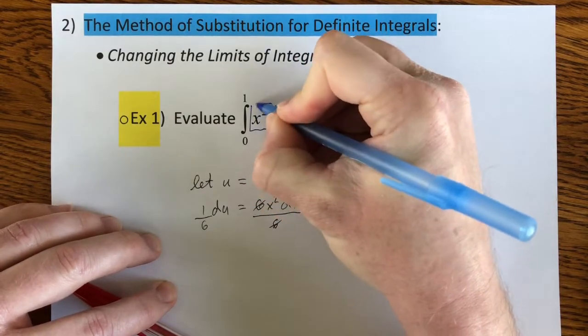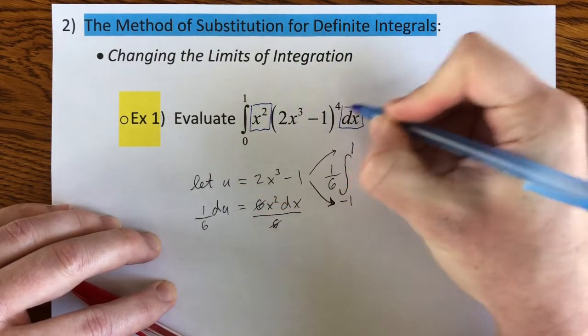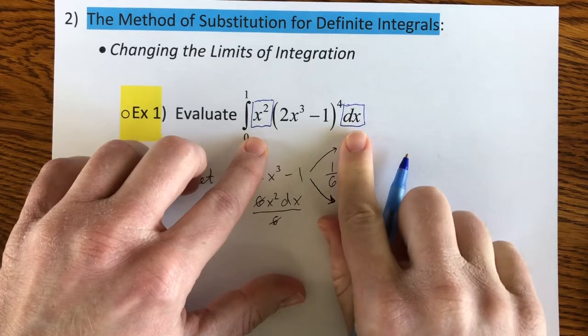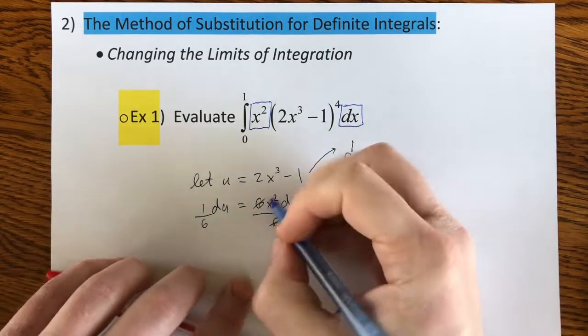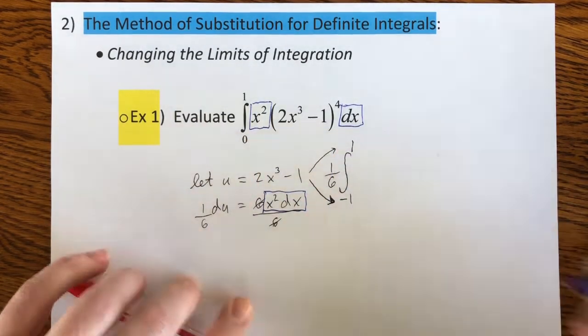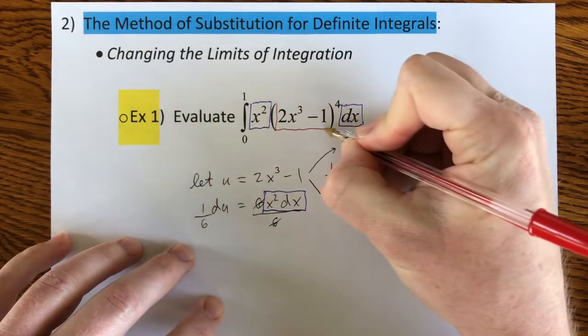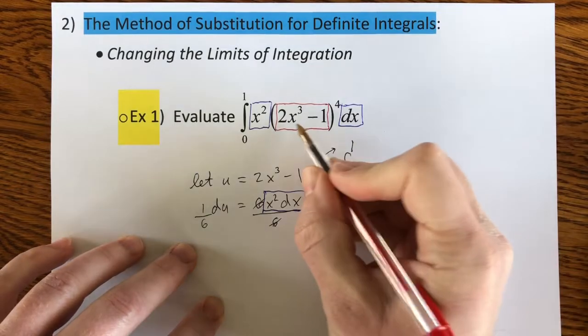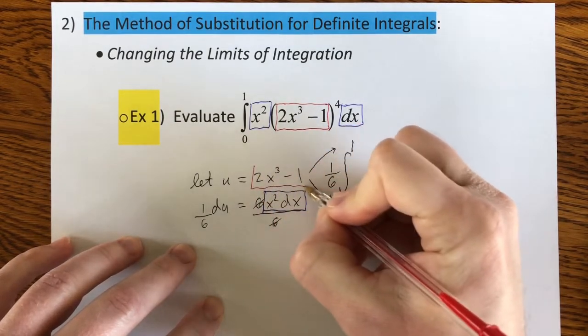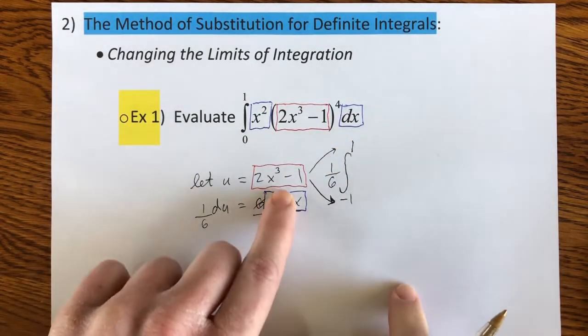So look what we have here in our integral. Our original integral, x squared and then dx. Okay? Look what we have here, x squared dx. That's nice. Also, look what we have. We have 2x cubed minus 1 in our original integral. And then we have a 2x cubed minus 1, of course, down here.